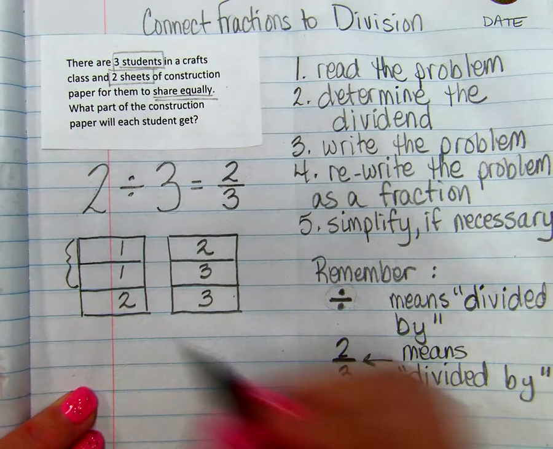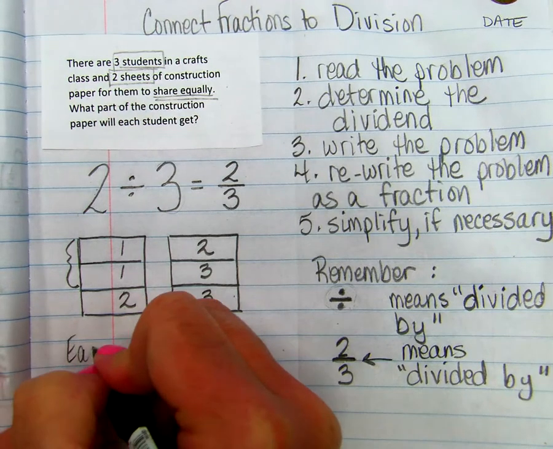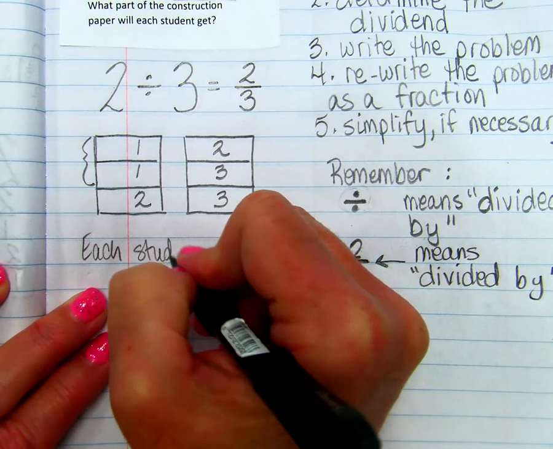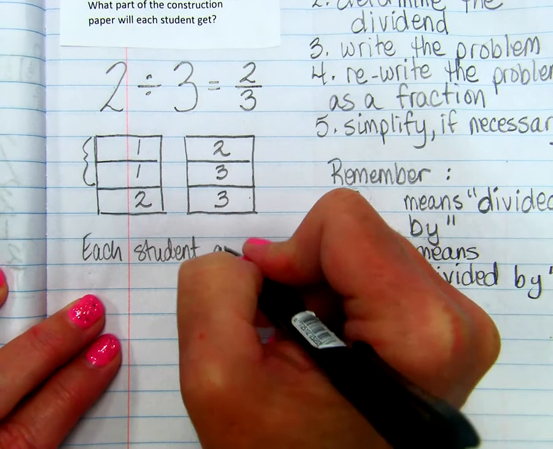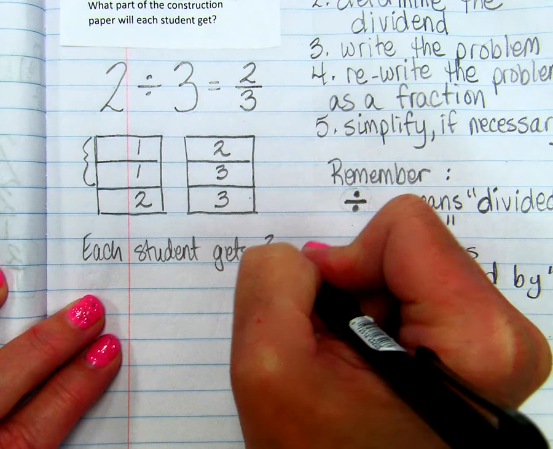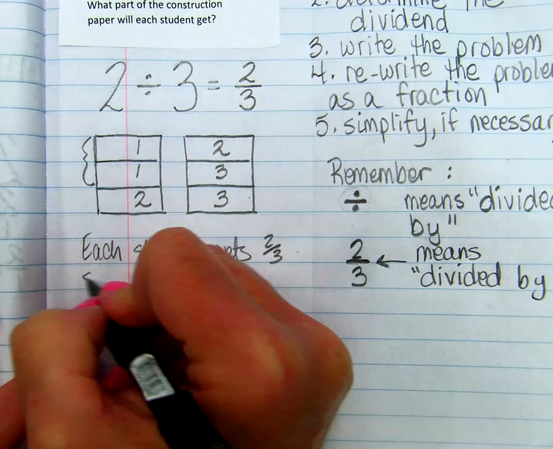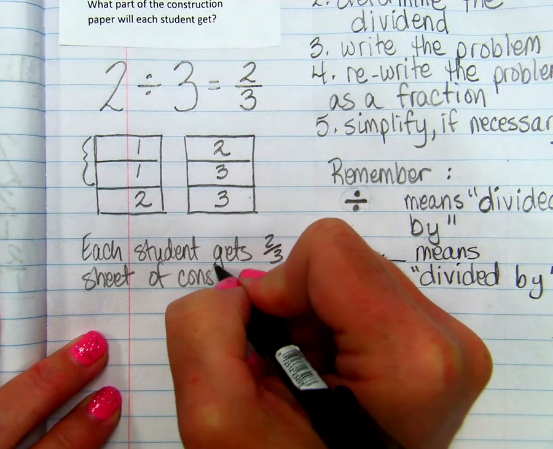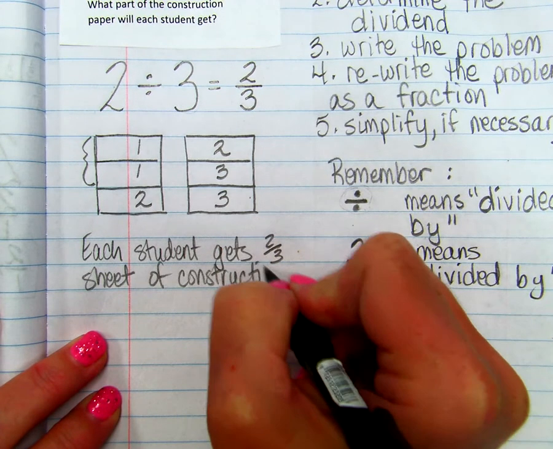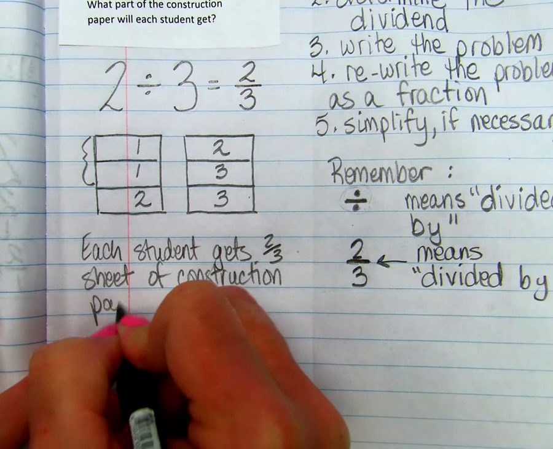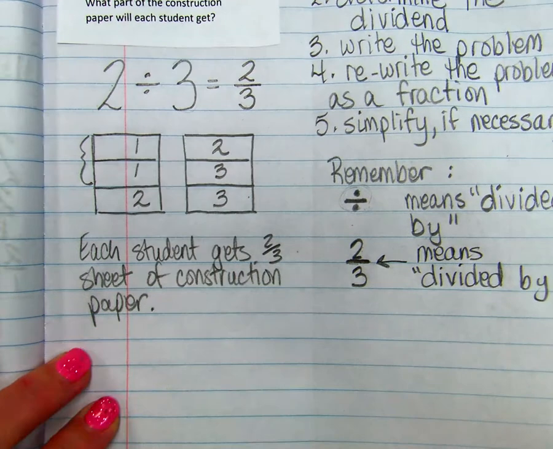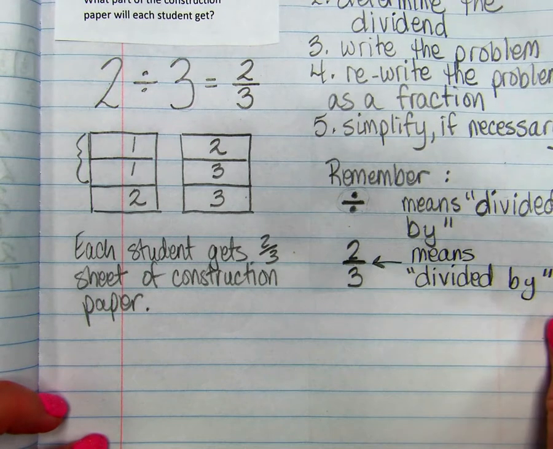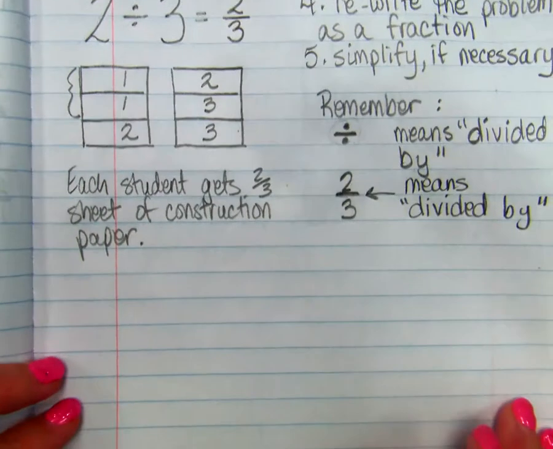Let's write that down. Each student gets 2/3 of a sheet of construction paper. All right, that was pretty easy. But what happens if we have an improper fraction? Let's give you a quick example for that.